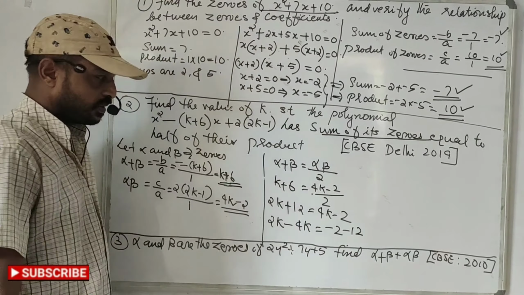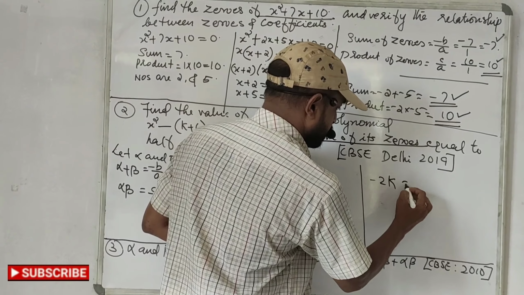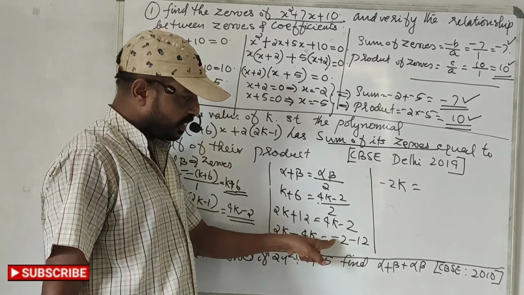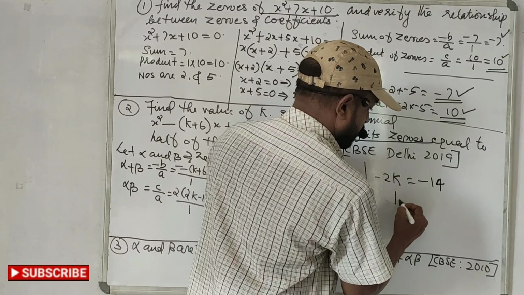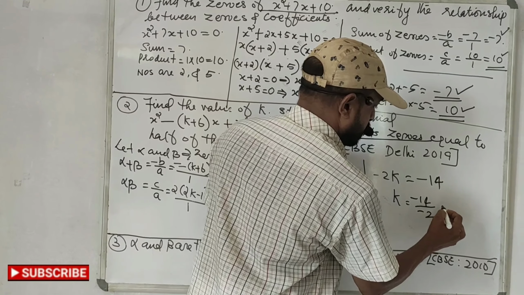Now 2k minus 4k. What is 2 minus 4? It is minus 2. So 2k minus 4k is minus 2k. That is equal to minus 2 minus 12. What is that? Minus 2 minus 12 is minus 14. And what will be k? K is equal to minus 14 by minus 2. That is plus 7. So what is the value of k? K is equal to plus 7. I think it is clear to you.